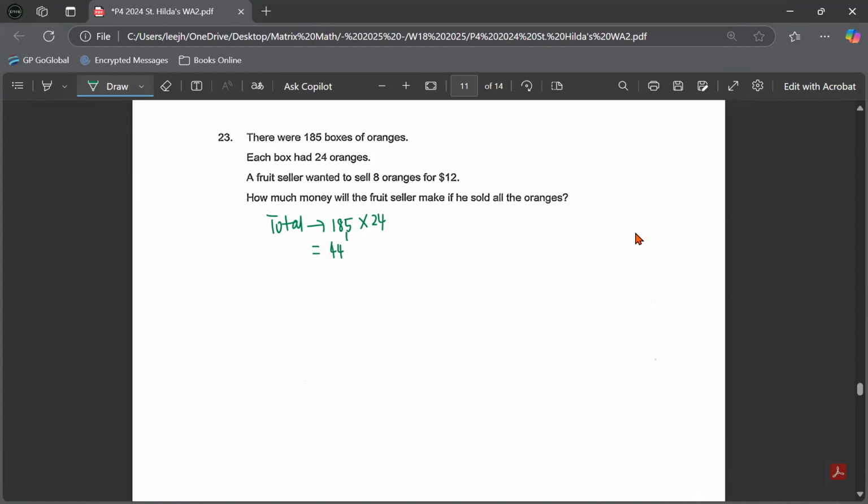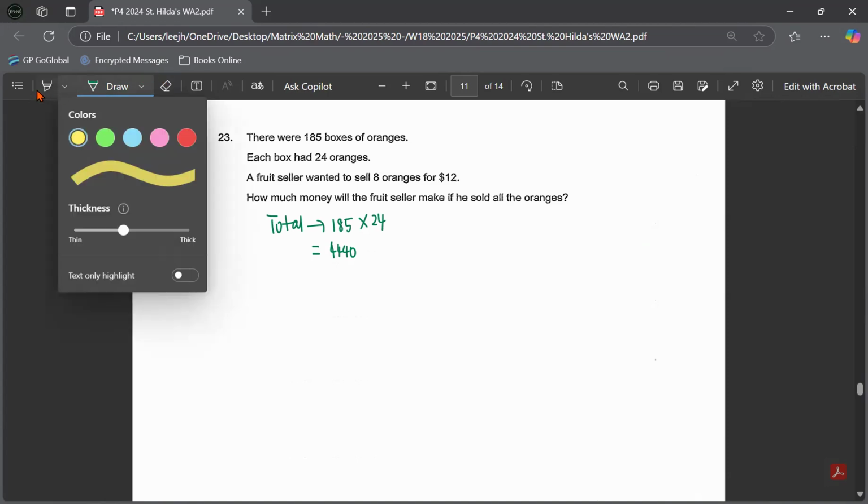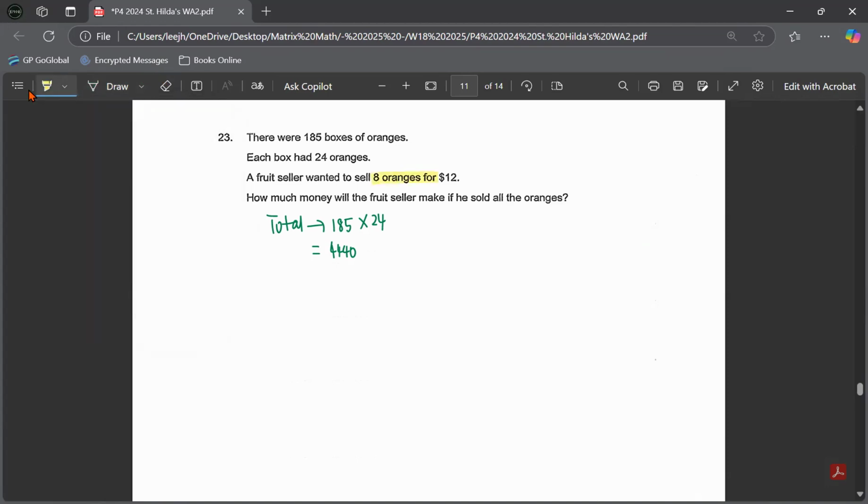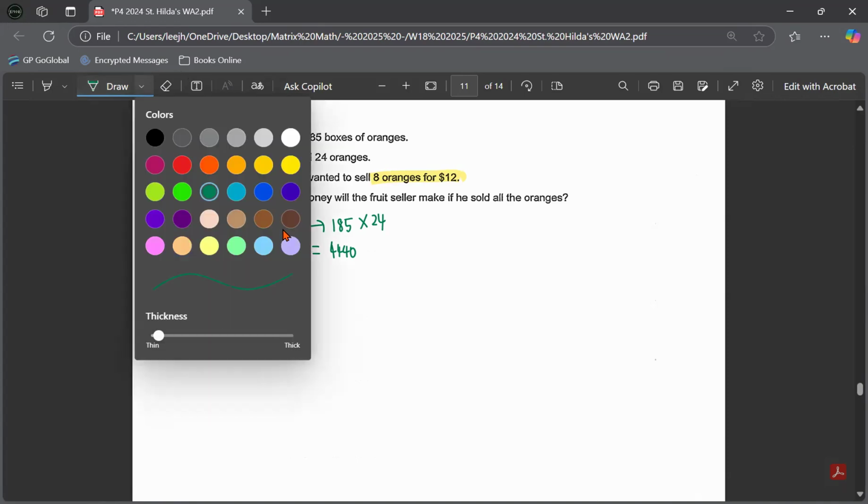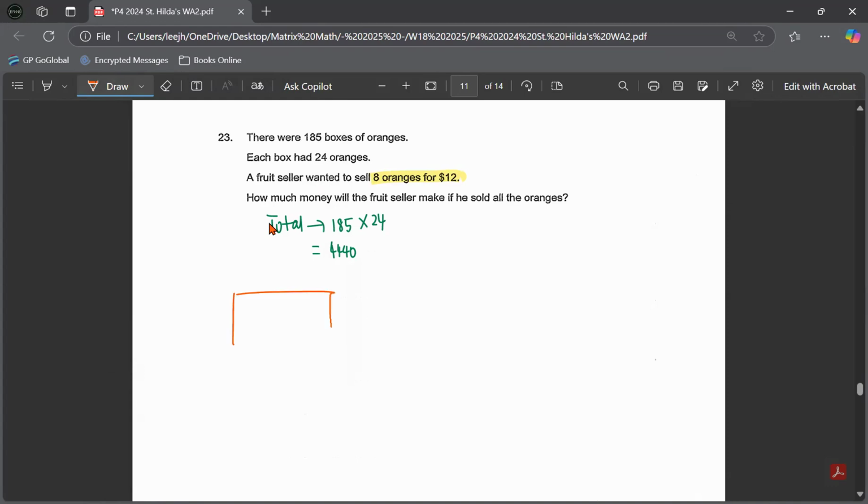Oh, sorry. It's moving on, so I don't know why. So yeah, okay, never mind. 4,440. So total number of oranges is 4,440. And what happens to these oranges? He wants to sell 8 oranges for 12, which means this number of oranges will be grouped into groups of 8. So in one group, use another color, there will be 8 oranges. And every group of 8 oranges, right, sold for $12.